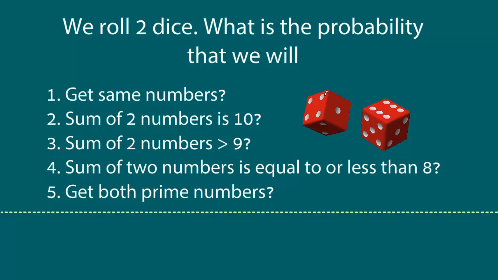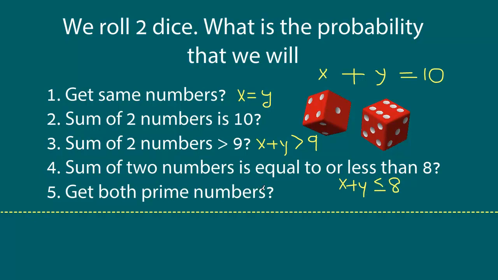Now, when we roll 2 dice, let's say this is dice 1, we get something on the top. Let's call that x. When we roll the second dice, we get something on the top, we get y. So the first question is saying what is the probability that x equals y? The second question is saying what is the probability that when we add x and y, we get equal to 10. Third one similarly saying what is the probability that we will have x plus y greater than 9. For question number 4, x plus y less than or equal to 8. And question number 5 is simply saying what is the probability that we will have both numbers show prime numbers.